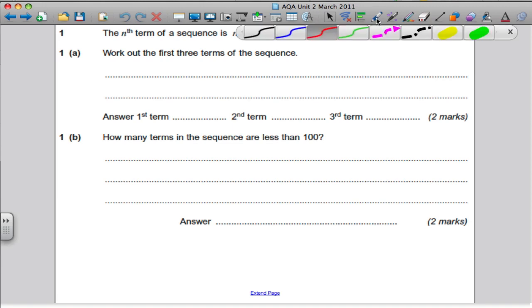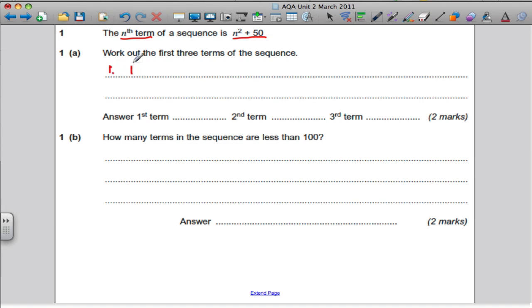It says the nth term of a sequence is given by n squared plus 50. That means that if you want to work out the 10th term, put n as 10 and that will help you work it out. They want the first three terms. So the first term must be 1 squared plus 50. 1 squared is 1, plus 50 must be 51. The second term is 2 squared plus 50. 2 squared is 4. 4 plus 50 is 54. And the third one is 3 squared plus 50. 3 squared is 9. 9 plus 50 is 59.